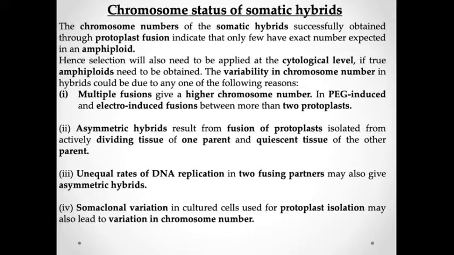Another reason for the variability in the chromosome number in hybrids is asymmetric hybrids, that is, fusion of protoplasts isolated from the actively dividing tissues of one parent and quiescent tissues of the other parent. So unequal rates of DNA replication in the two fusion partners may also give rise to asymmetric hybrids. Whereas somaclonal variations in culture cells used for protoplast isolation may also lead to variation in the chromosome number.